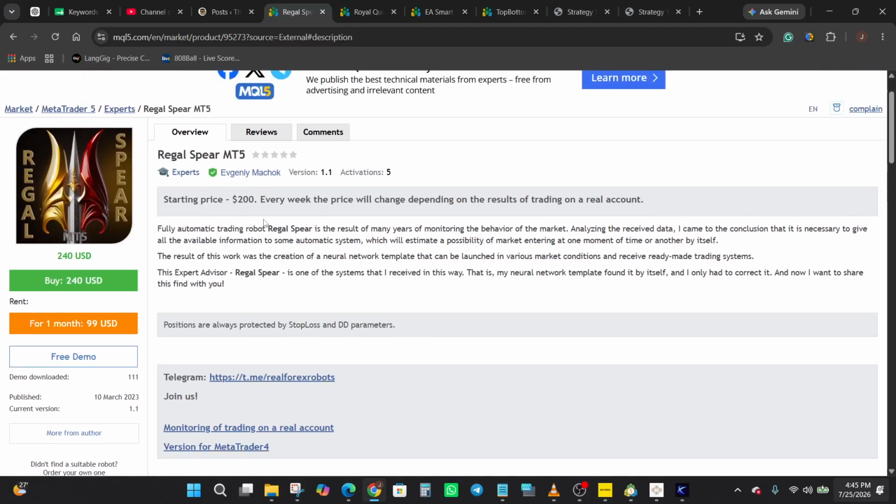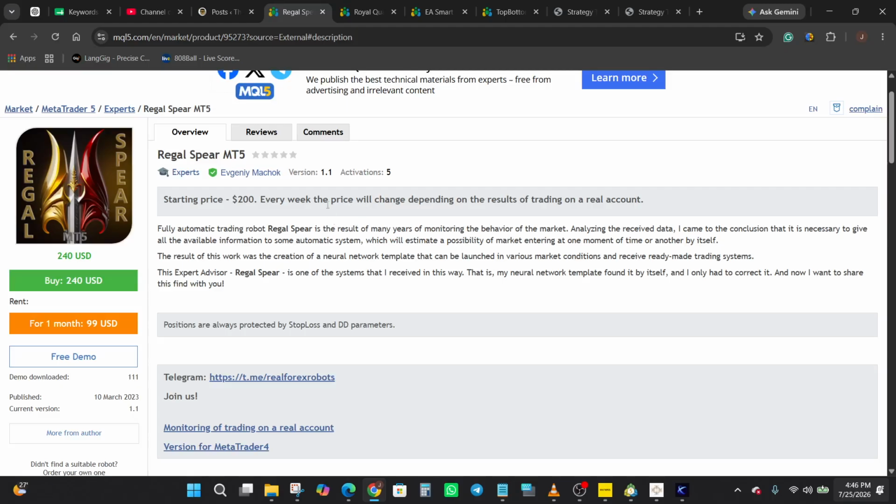So looking at the listing details, the developer has listed the purchase price at 240 US dollars with a monthly rental option available for 99 US dollars. According to the description, Regal Spear is built around a neural network template that evaluates market entry conditions automatically. The developer explicitly states that it does not use martingale, grid, or arbitrage strategies, and positions are designed to be protected by built-in stop loss and drawdown parameters.